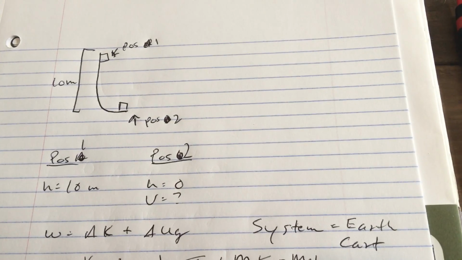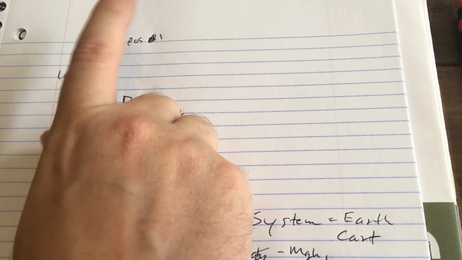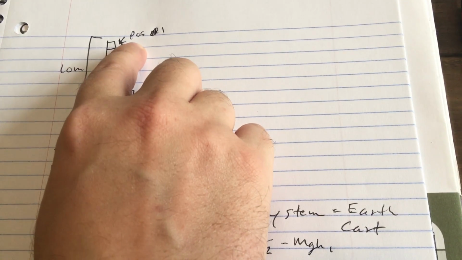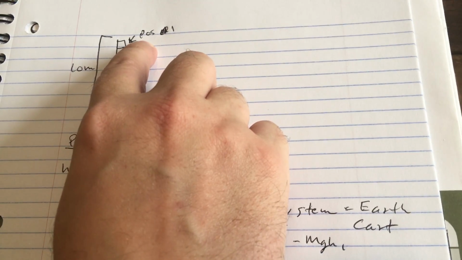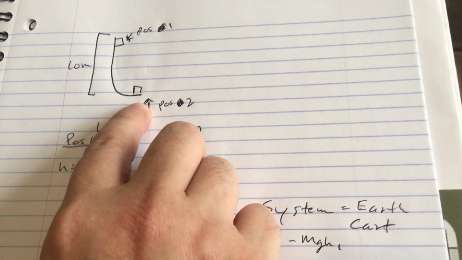A cart travels along a frictionless roller coaster track. At position 1, the cart is 10 meters above the ground. What is the velocity at position 2?